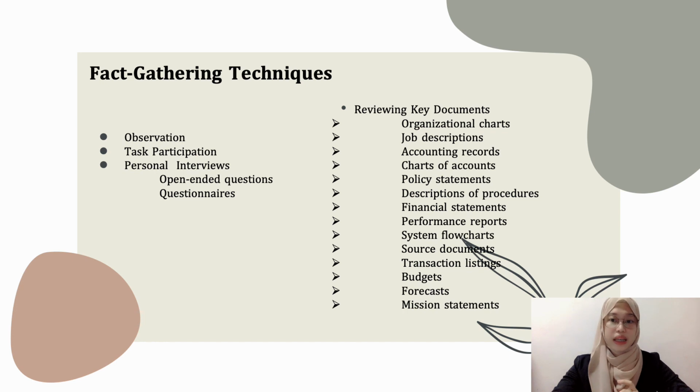Reviewing key documents. The organization's documents are another source of facts about the system being surveyed. Examples of these include the following. We have organization charts, job description, accounting records, charts of accounts, policy statements, description of procedures, financial statements, performance reports, system flowchart, source documentation, transaction listing, budgets, forecasts, and mission statement.